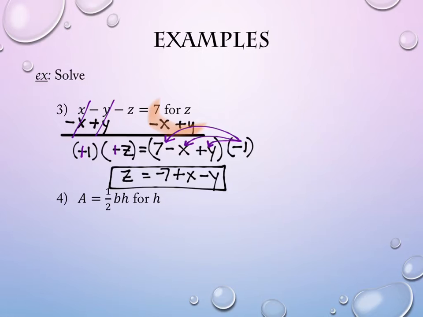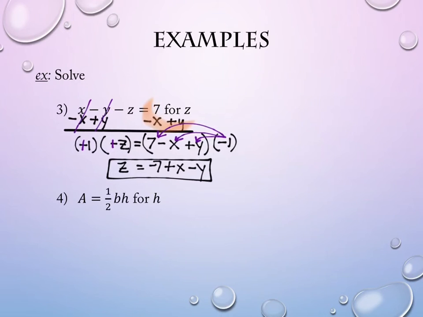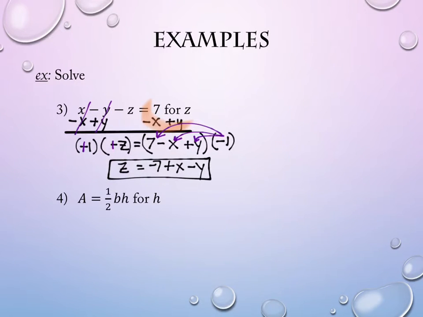So we have the same kind of thing happening on number 4. Do you recognize that equation? It is the area of a triangle. Very good. So my goal is to get h alone.